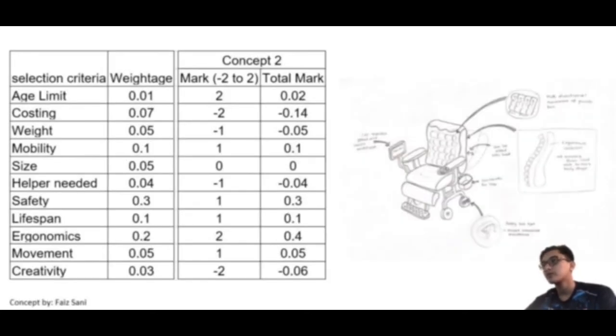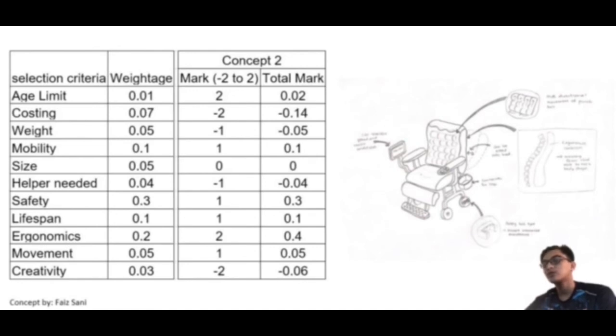Next, we move on to concept 2. For the age limit we put the best, same as concept 1, because it can be used for all ages. For costing, we also put the worst because we believe this concept will be high cost. For ergonomics, we put the best because the surface is very good. For creativity, we put -2 as the concept has nothing new in it.